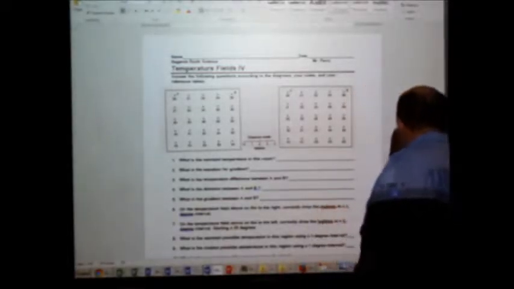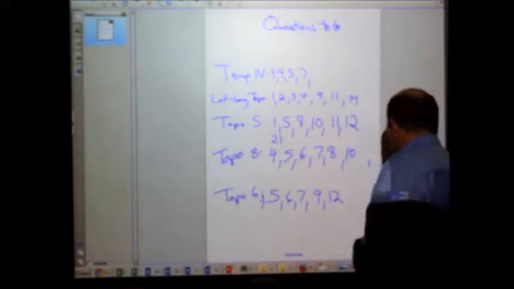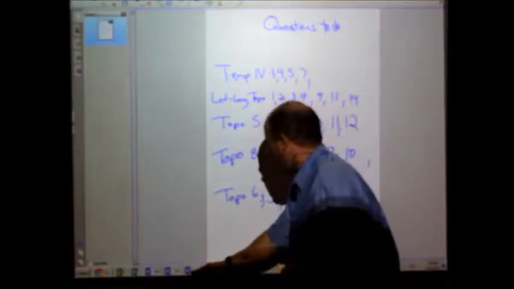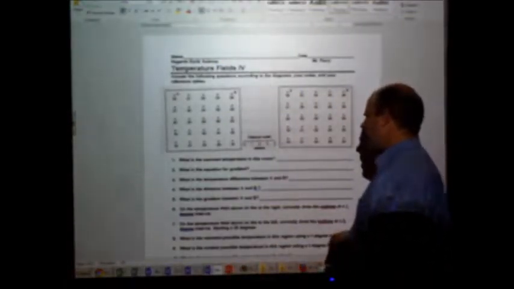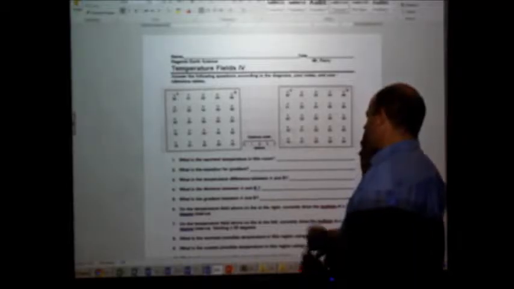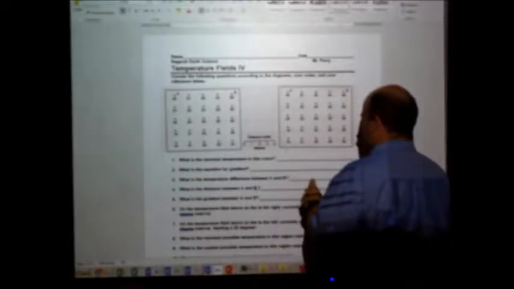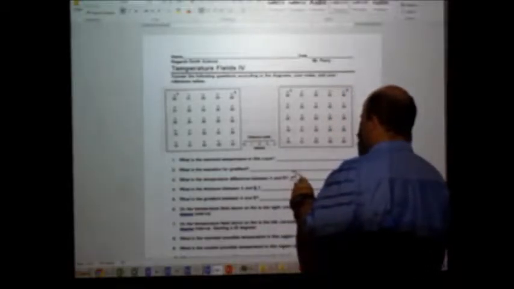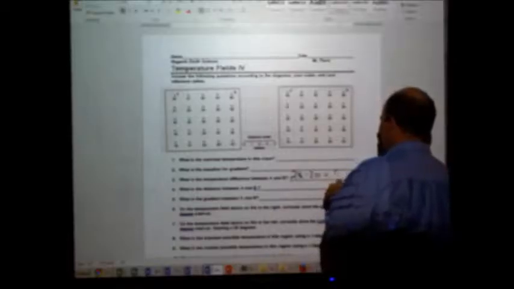But here we go. On your review packet that was assigned for homework, you had 3, 4, 5, and 7 on temperature fields. Temperature field number 3. Question: what is the temperature difference between A and B? A is 20, B is 28. So 28 minus 20 equals a grand total of 8 degrees.